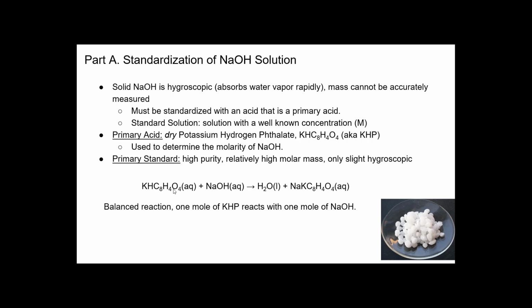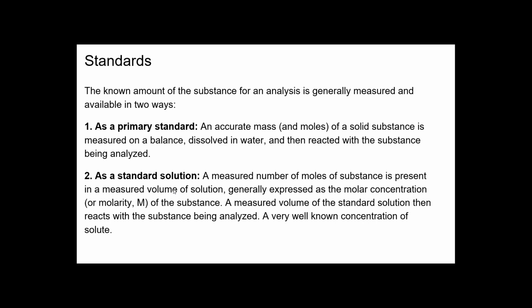So primary is the one that we're using to determine the concentration, the primary standard of sodium hydroxide. Once we accurately determine the concentration, the molarity, of sodium hydroxide, our sodium hydroxide has now been standardized. That's the second one. And we can use it to determine the concentration of our unknown acid.